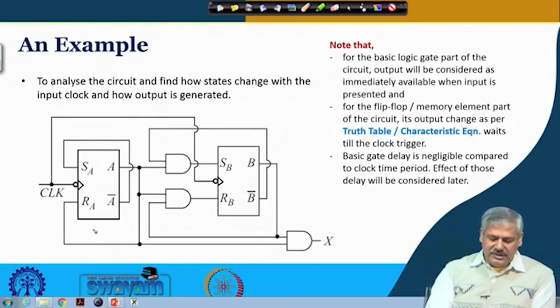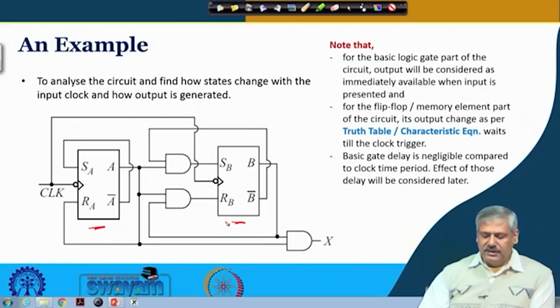This is an SR flip-flop, this is another SR flip-flop. We have named them A and B. The inputs have been designated as SA, RA. Instead of Q and Q bar, we are writing A and A bar, so that we understand this is associated with flip-flop A, and similarly for flip-flop B.